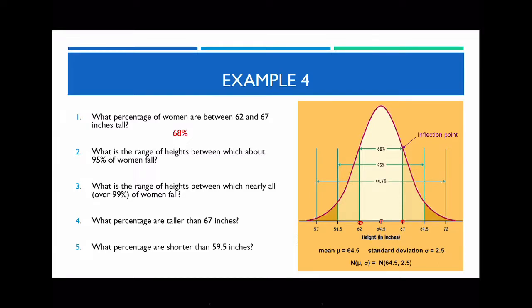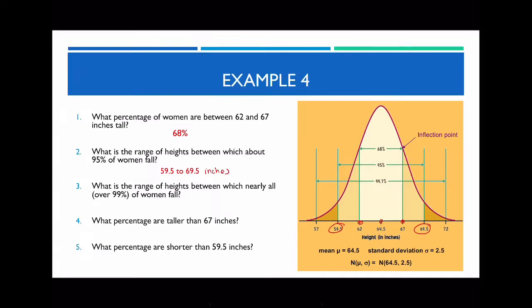Question 2, what is the range of heights between which about 95% of the women fall? So that's going to be moving 2 standard deviations from the left and right from the mean. So in this case, the answer will be from 59.5 to 69.5. So that will be your answer for part 2. You should actually include inches as well.